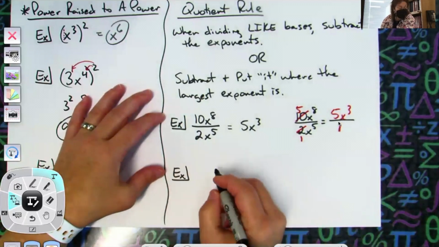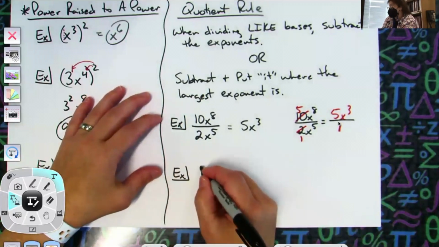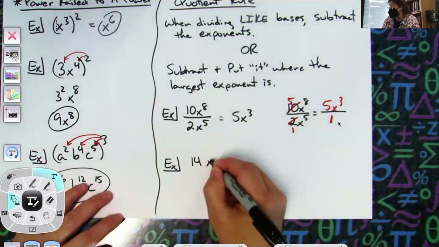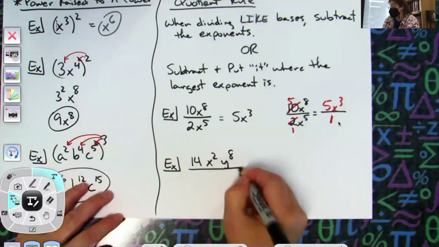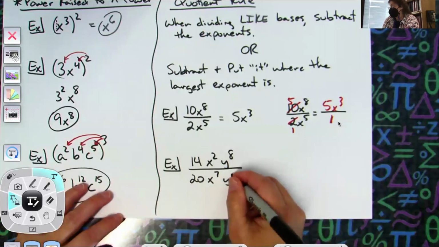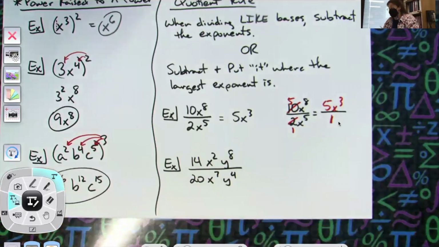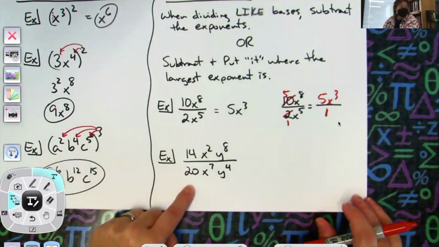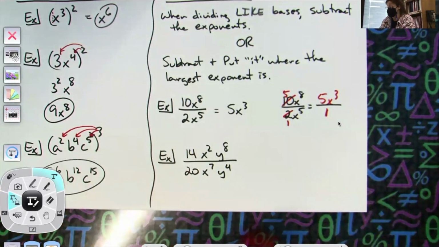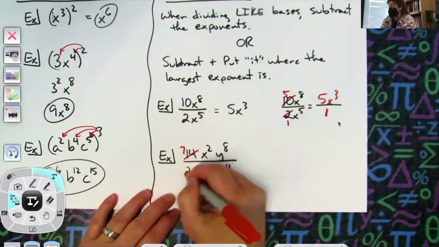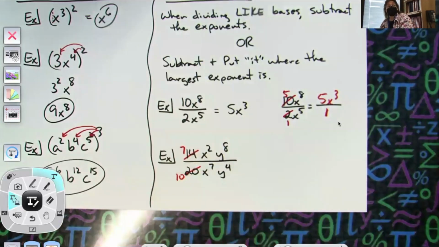if we do something like this, let's say we do a 14, and let's make it a little bit more complicated, more letters here. Let's do an x squared, a y to the 8th, and then let's put a 20 down here. Let's go x to the 7th, and then y to the 4th. Okay? So I generally treat these coefficients like a fraction. That would be like 14 over 20. I can reduce the lowest terms, right? I can take 2 into both of them. So 2 into this gives me a 7, 2 into this gives me 10. So I know my leading coefficients are going to be 7/10.